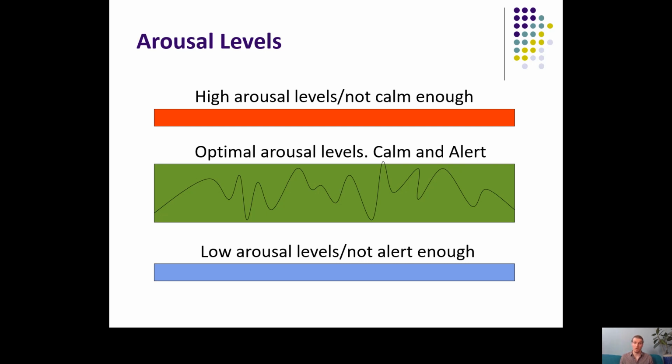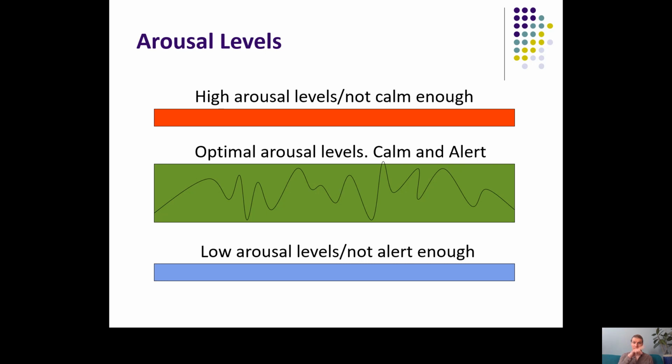So up at the top is the red one. So that's when you have high arousal levels. So you're not feeling very calm. So you're feeling really, really alert, and you might be on edge. And at the bottom, more lower arousal levels. So not feeling alert enough, maybe feeling a little bit more sluggish. So it's really, really hard to maintain a perfect optimal balance. So in the middle is the green, and this is the optimal arousal levels.